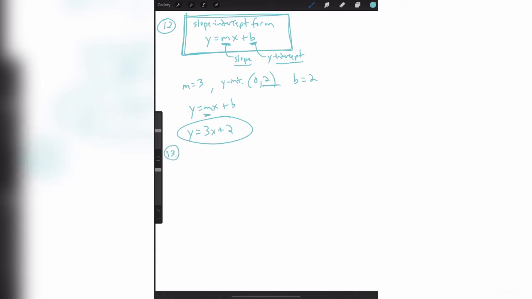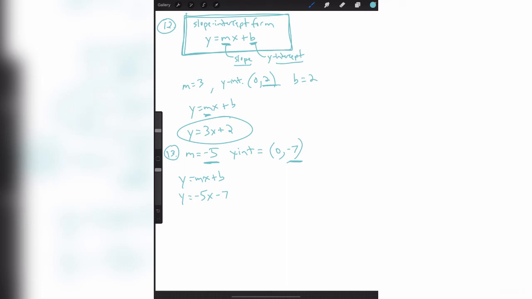All right, number 13. Number 13 gives you m, which is the slope, is negative 5. And then the y-intercept, the y-int, which is just b, is equal to 0, negative 7. So what you get here is y is equal to mx plus b. Your m is negative 5, right? x plus b. Well, what is b? In this case, it's this negative 7 over here, so I'm going to say minus 7.